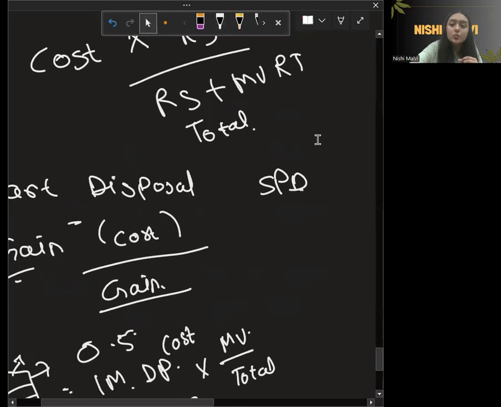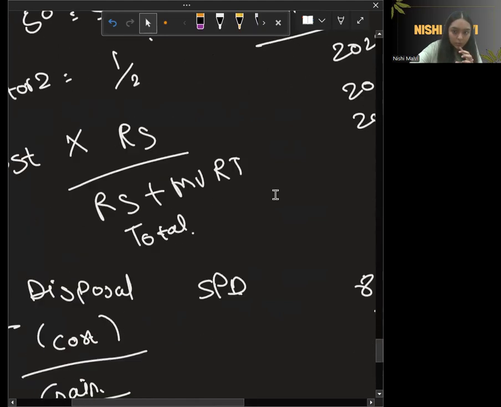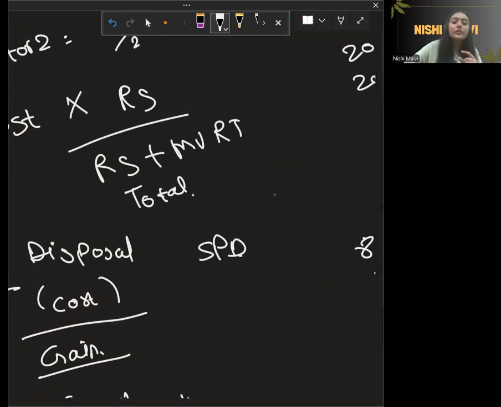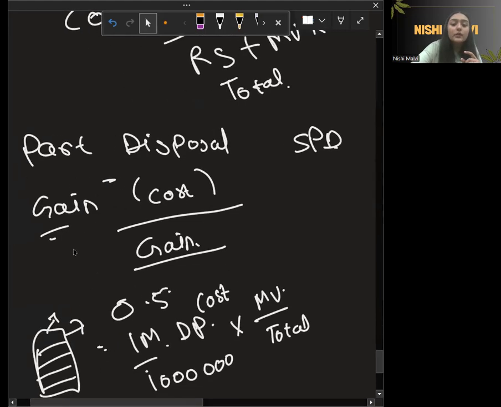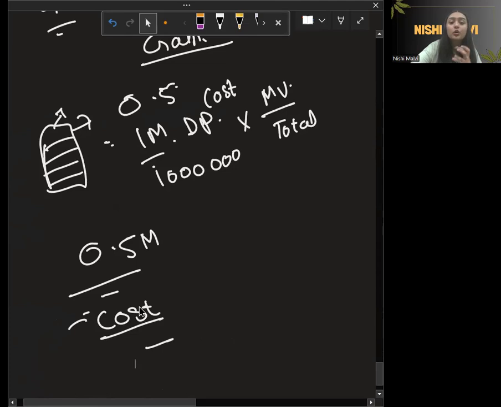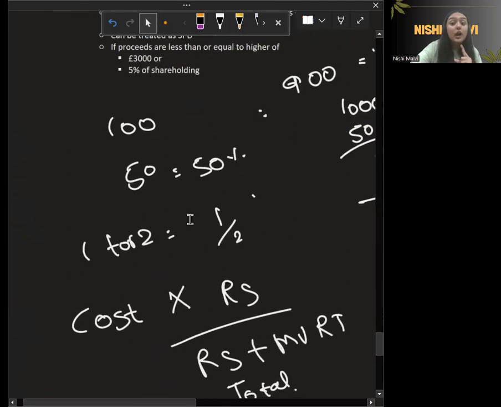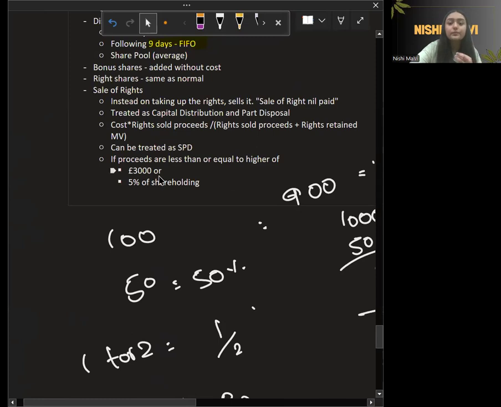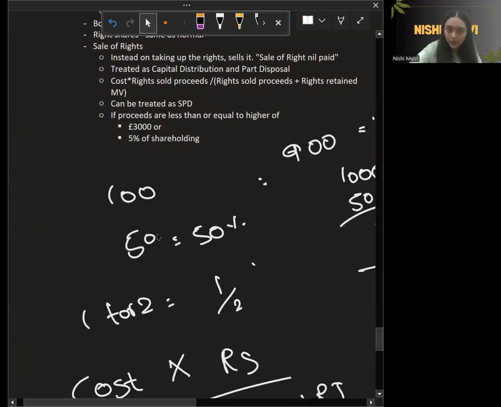Now let's see what happens in small part disposal. Instead of calculating the gain here, the whole gain will be calculated towards the end, whenever you sell your whole property. That's the difference between the small part disposal and the part disposal. Now for these rights, if your proceeds are less than or equal to 3,000 or 5% of the total shareholding, then only it is considered a small part disposal, or else you'll consider it a part disposal. If it's a part disposal, you'll calculate the gain now. If it's a small part disposal, the whole gain will be deferred to a future date.